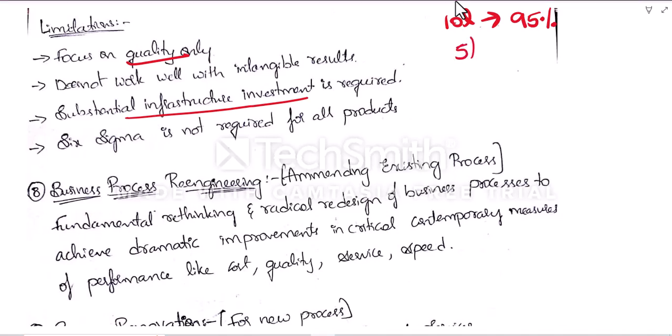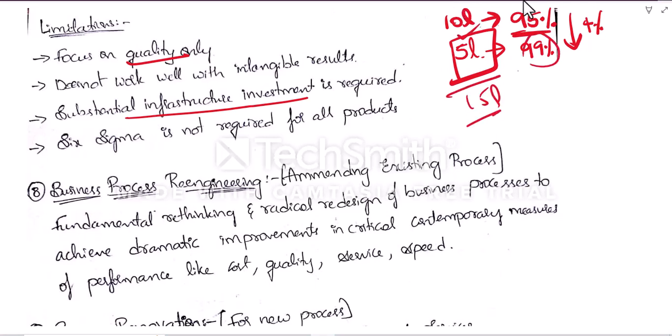But if we want to make it 99%, we have incurred another 5 lakhs and achieved 99%. How much did the defect reduce? 4%. But how much have we incurred extra? 5 lakhs. This is not economical. For 95% we invested only 10 lakhs. For 99% we have to invest 15 lakhs. Sometimes it is not worthy.